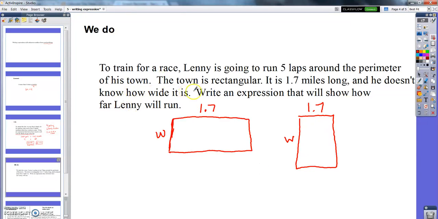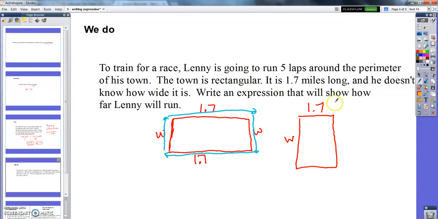So he's going to run around the perimeter of his town 5 times. 1, 2, 3, 4, 5. So he's going to do this, and he's going to do this. And he's going to do that 5 times. So he's going to run loops around this town. I just want to make sure I understand the situation before I try to write an expression for it.